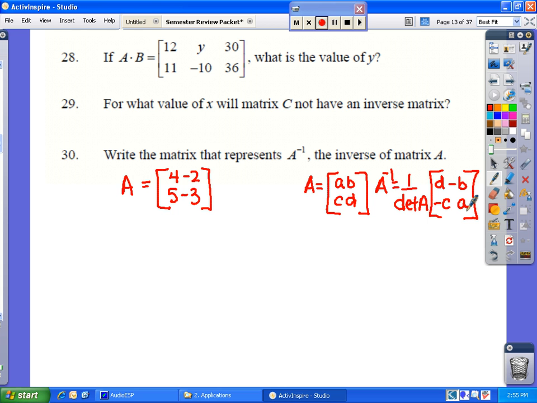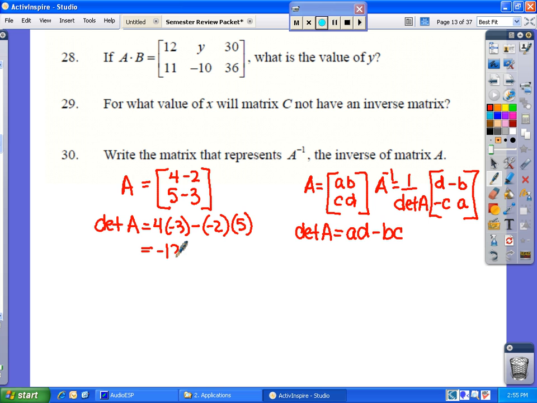So first of all, let's calculate the determinant of A. The determinant of A is given by AD minus BC. Calculating it for this matrix here, we get 4 times negative 3 minus negative 2 times 5. Negative 12 plus 10 equals negative 2. Therefore, A inverse would be equal to 1 over negative 2 times the matrix negative 3, 2, negative 5, positive 4.